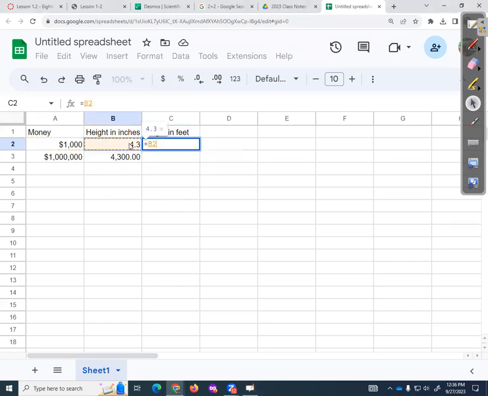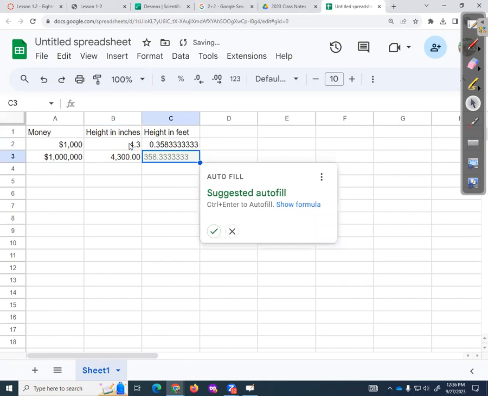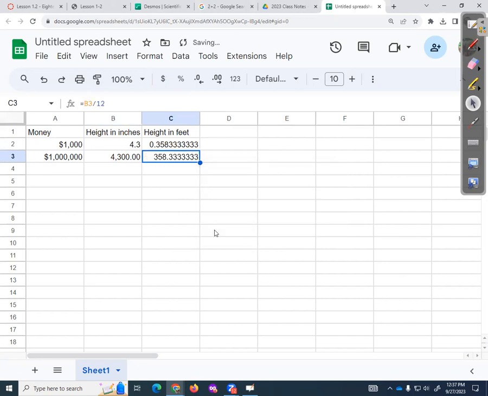I want to take this number here and divide it by 12. Divide is the slash on the keyboard. Multiply is the asterisk. Enter. Google says, hey, do you want to fill that down? Well, it turns out I do. So I'm just going to click the check and say, yeah, please fill that down. And it gives me the next answer.